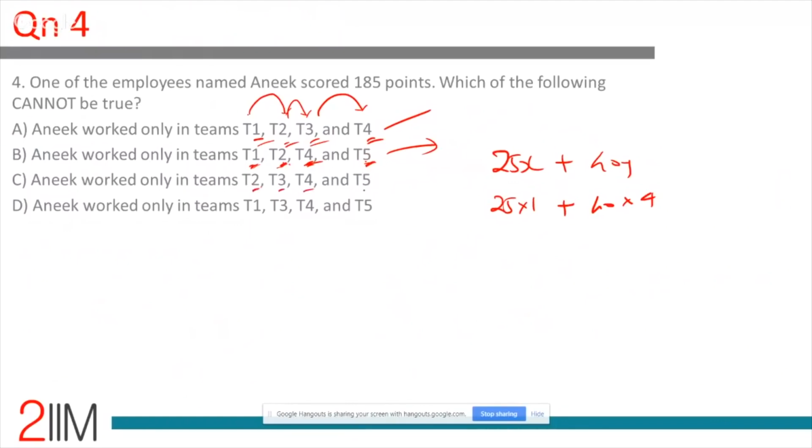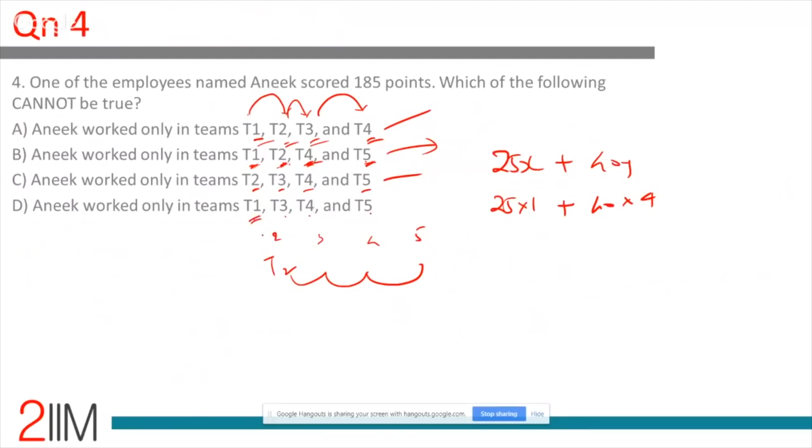T2, T3, T4, T5 is very much possible. He starts with T2. So he's not doing a special project. But month 2, month 3, month 4, month 5, he could be the guy who gets transitioned. Very much possible. First month not special, next 4 months special. T1, T3, T4 and T5.